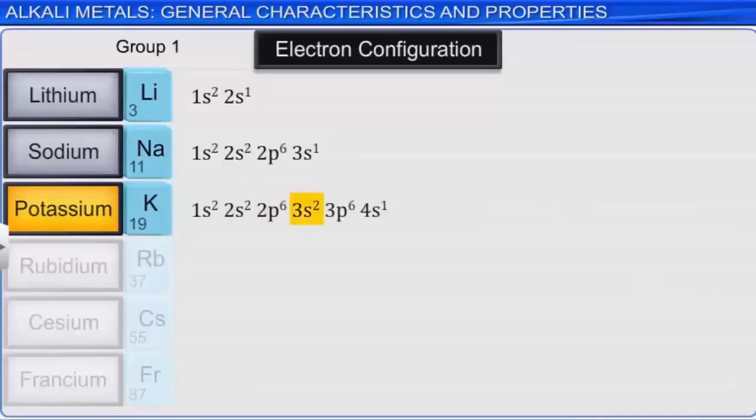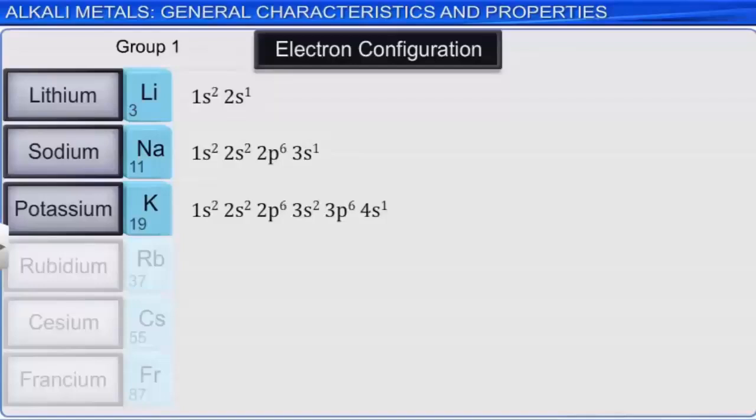They all have something in common. All the electron configurations end as s1. This is emphasized when the electron configurations are written in noble gas notation. All the alkali metals have electron configurations that end as ns1, where n is the highest occupied principal energy level.